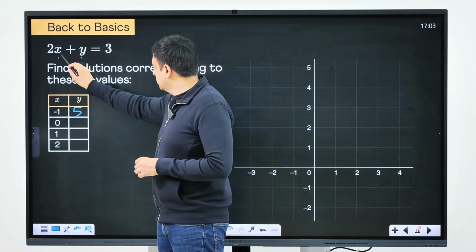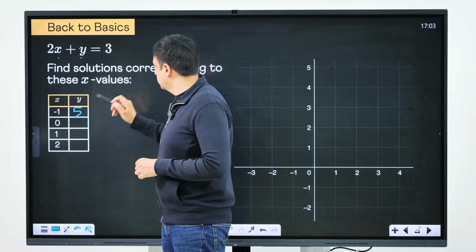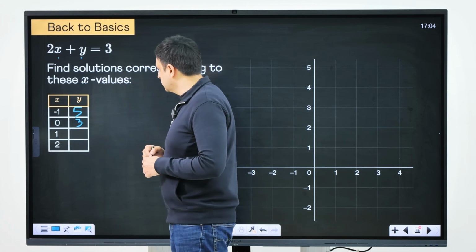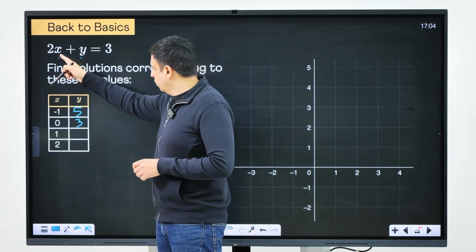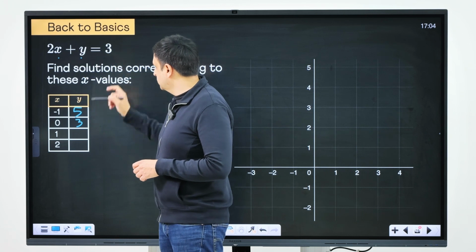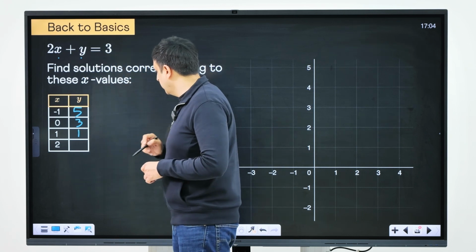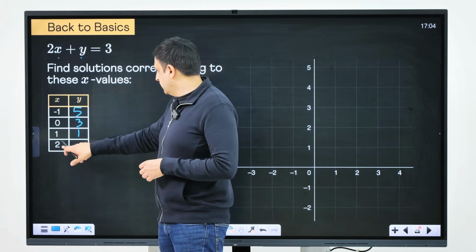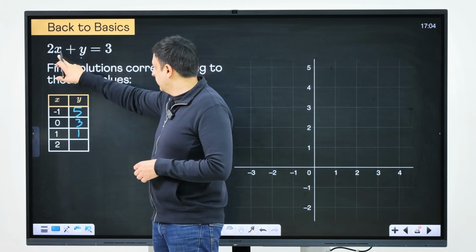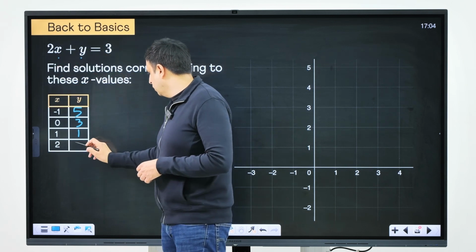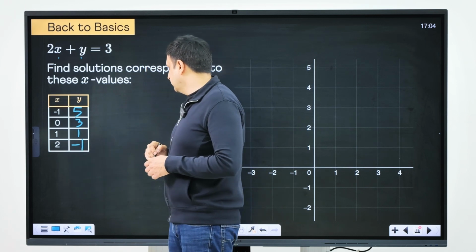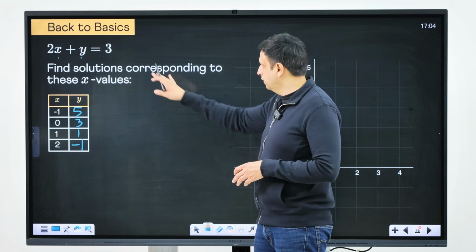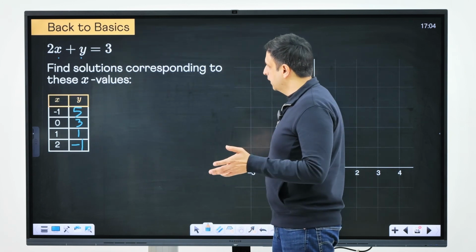If I put x equal to 0 over here, I'll get 0 plus y equal to 3, or y is equal to 3. So 0, 3 is another solution. If I substitute x equal to 1, I'll get 2 plus y equal to 3, or y will come out to be 1. So 1, 1 is another possible solution. And then if I substitute x equal to 2, I'll get 4 plus y equal to 3, or y equal to -1. So 2, -1 will be one more possible solution of this two variable linear equation.